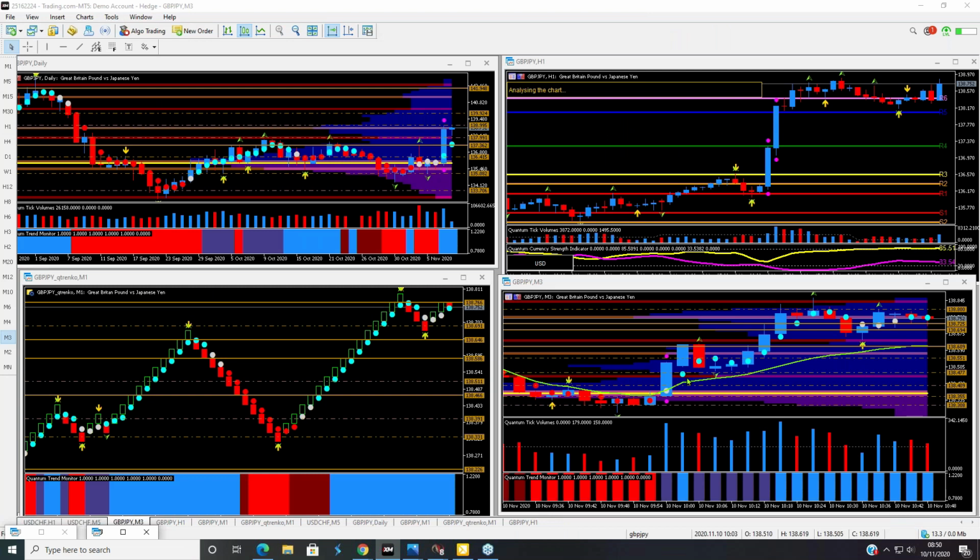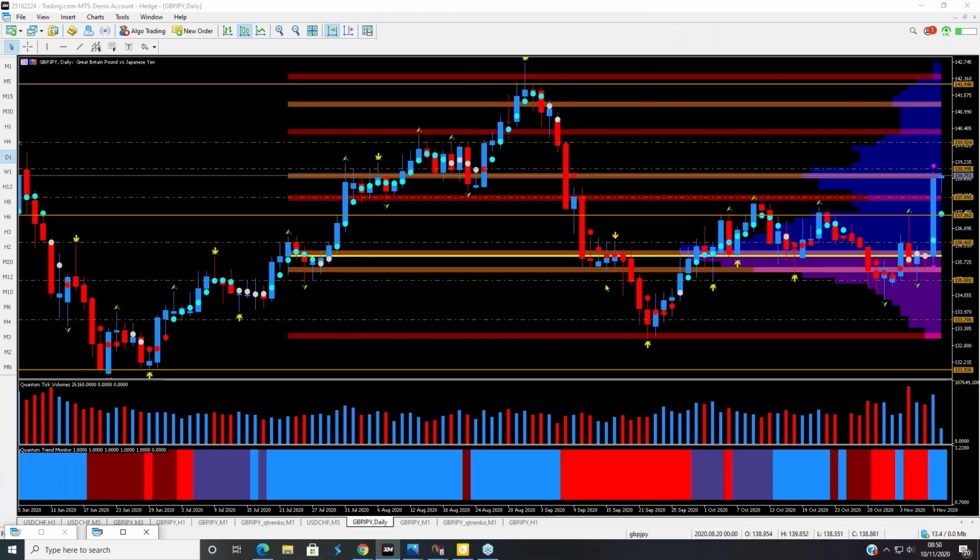Here we are. Right, let's start with the daily chart. What do we have here? Well, we have this enormous candle from yesterday, which triggered the volatility indicator that we can see here. Now, what it also does when it triggers the volatility is it gives us very important resistance and support levels by virtue of the fact that so much volatility has gone into this candle.